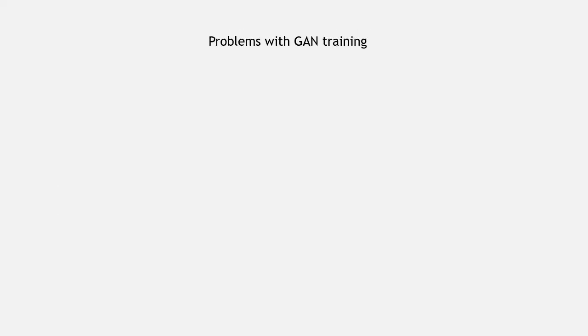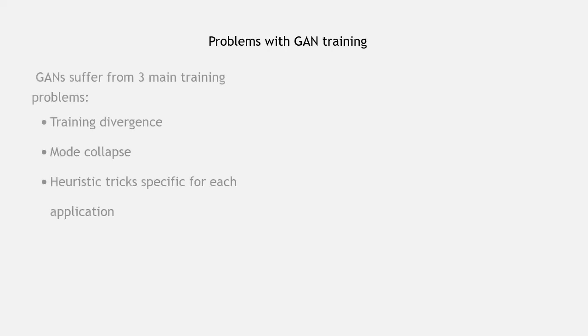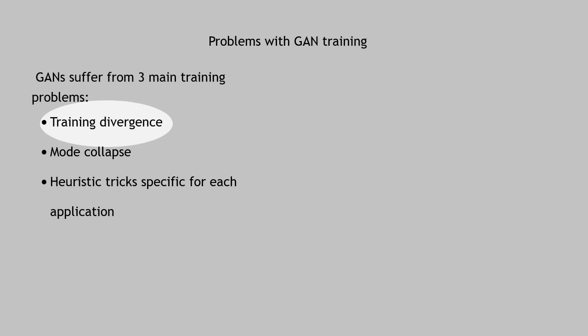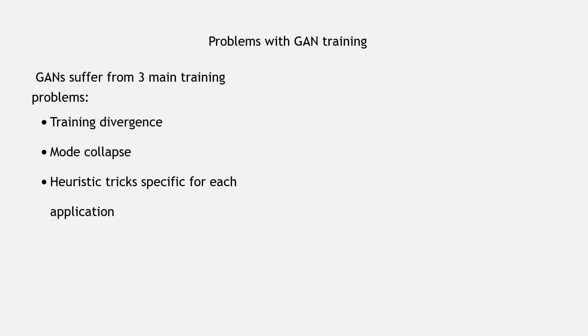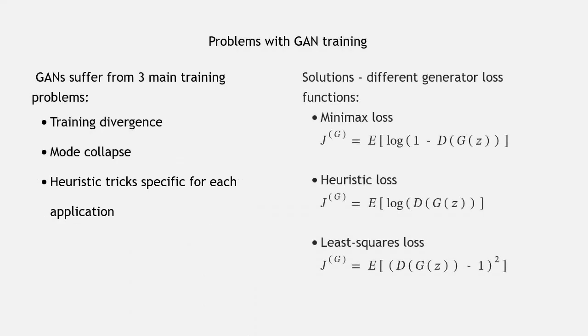Despite their success, GANs are still notoriously hard to train. They suffer from three main training problems. The first one is training divergence, which is the case when the discriminator and the generator keep getting worse with training. Then we have mode collapse, which is the case when the generator gets stuck on generating a single example. And the last problem of GANs is that they rely on heuristic tricks specific to each application. To solve these problems, previous works on GANs primarily focus on presenting different loss functions for the generator, but each loss function has its own disadvantages.